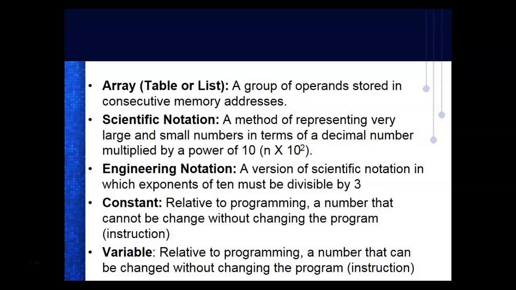So an array, we've already talked about that. That's a group of operands stored and stated in memory addresses. They're very easy to access. Scientific notation is a method of representing very large and small numbers in terms of a decimal number multiplied by a power. Of course, we hopefully know what scientific notation is, right? A constant relative to programming, a number that cannot be changed without changing the program. A variable relative to a program, this is a number that we can change without changing the program.